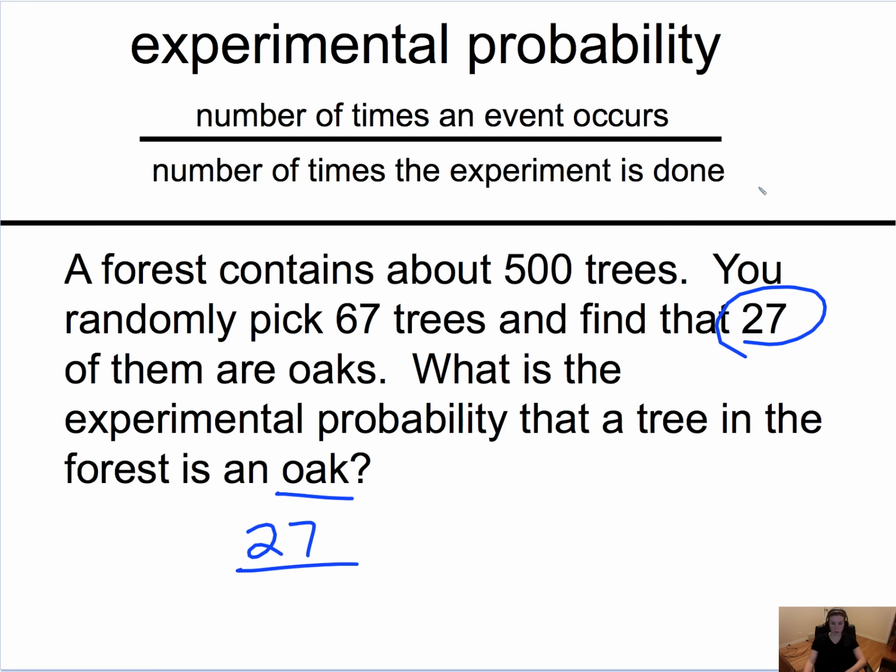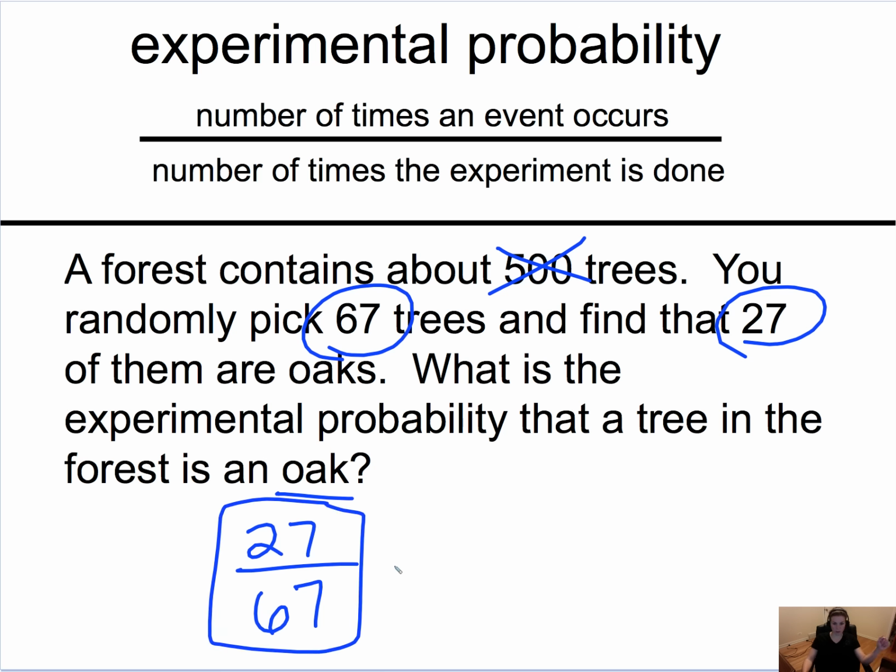Over how many total times was the experiment done? Well, you randomly chose 67 trees, so that's how many times the experiment was done. The 500 trees is just extra information that we don't need. Doesn't matter how many total trees are in the forest, it matters how many you looked at in your experiment. So 27 out of 67 cannot be simplified, so that would be our final answer. If they asked you to change it to a decimal, 27 divided by 67 is approximately 40 hundredths. And then if you multiply that by 100 to get the percent, it would be 40%. All depends what the question asks.